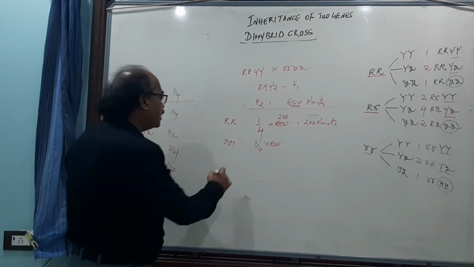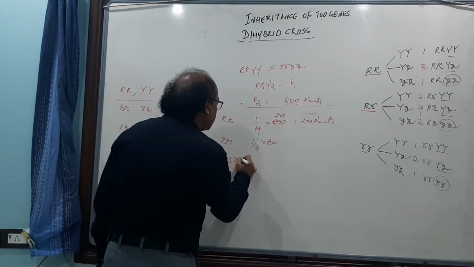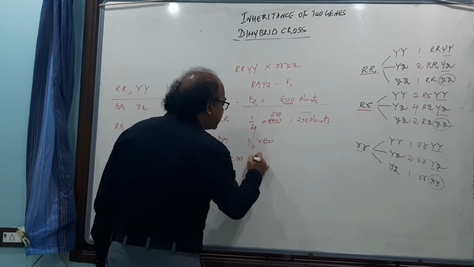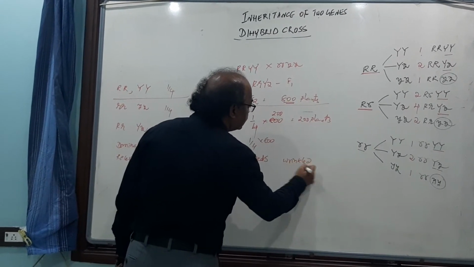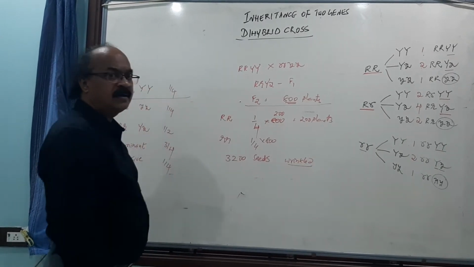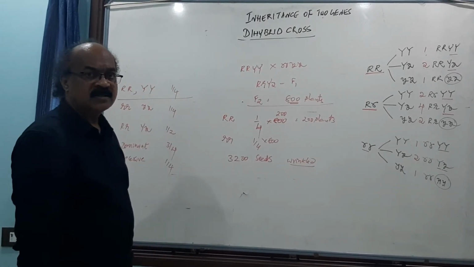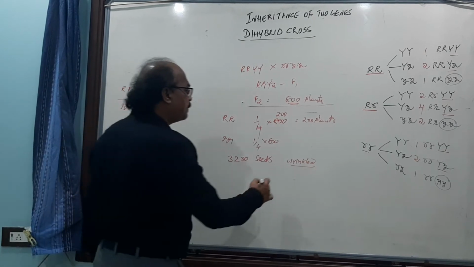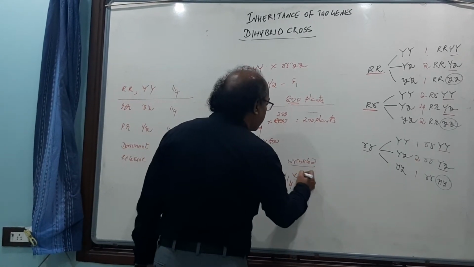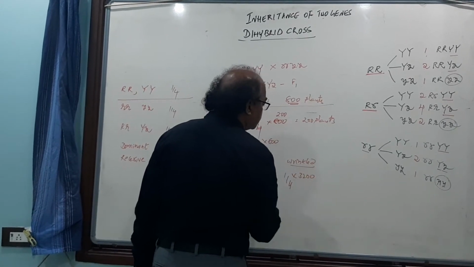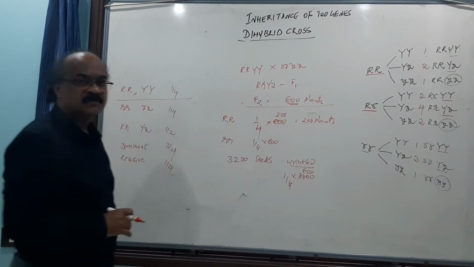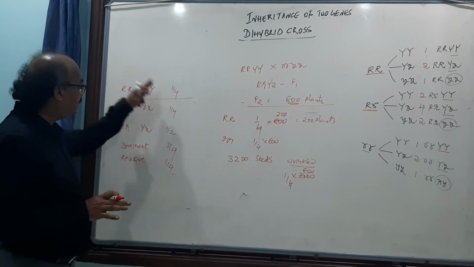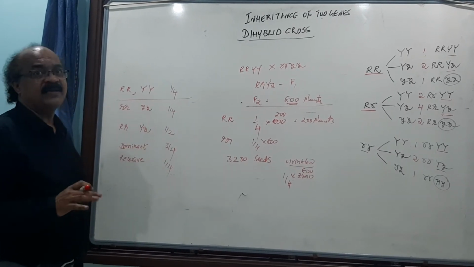In a given 3,200 seeds, how many are wrinkled? Wrinkled, that is a recessive character. The probability is 1/4. 1/4 into 3,200, 800 plants. So very simple way, if you can remember these things, very easy.